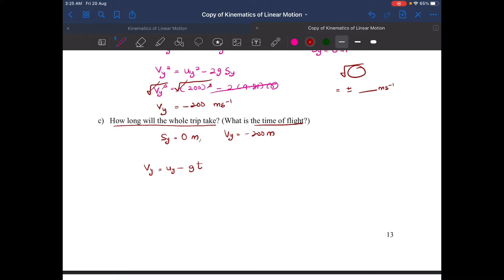So this one, VY is negative 200. UY is 200 minus 9.81 T. So this one, negative 200, move to the other side, negative 200. So this one is negative 400. Can you see the effect of the negative here?